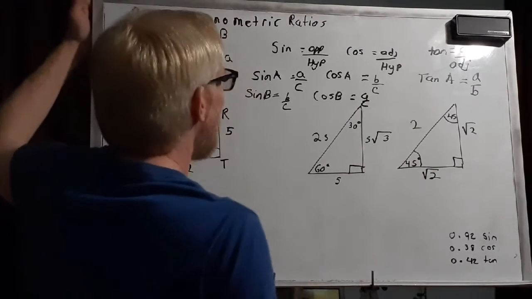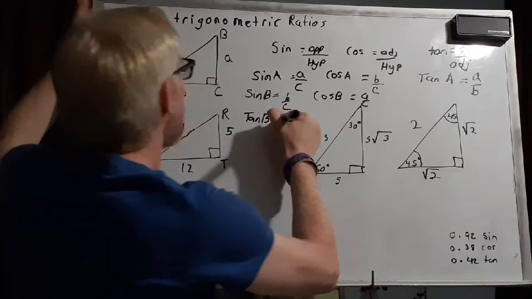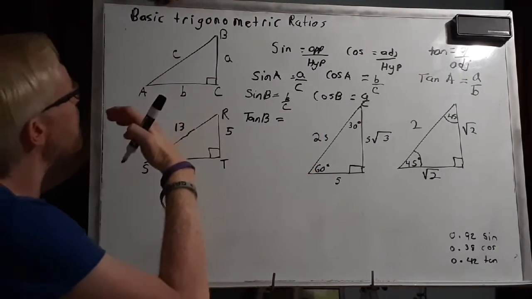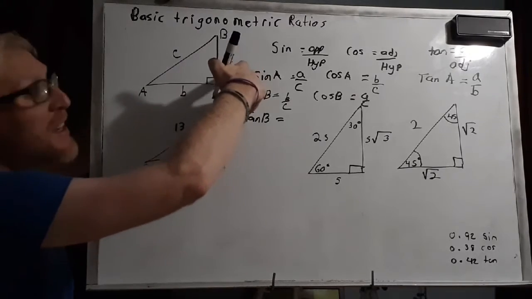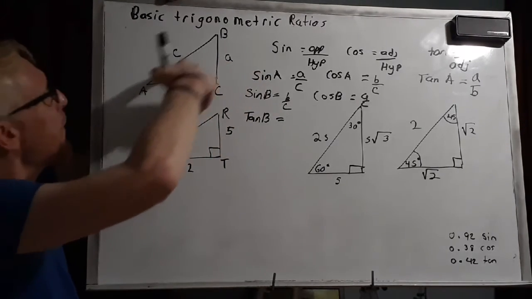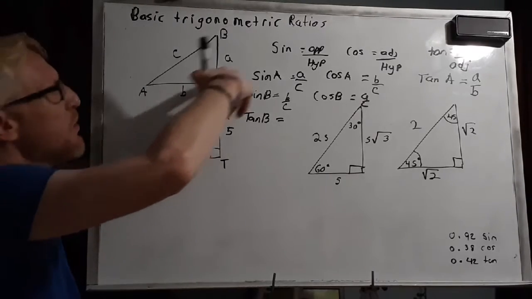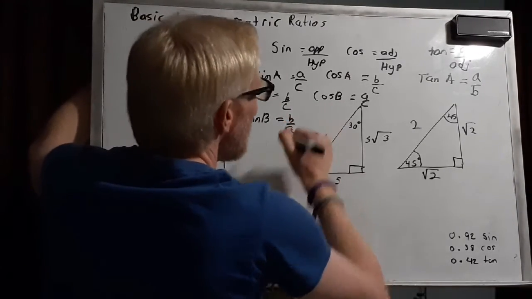Alright? And the tangent of B, which I'm going to write down here, and then I'm going to erase and go into our examples. The tangent of B, the side farthest from B, which is lowercase b, over the side closest to B, which is A. So that would be B over A.